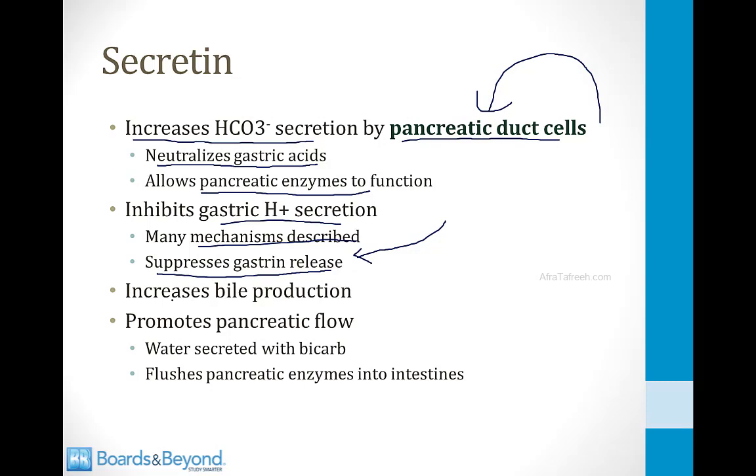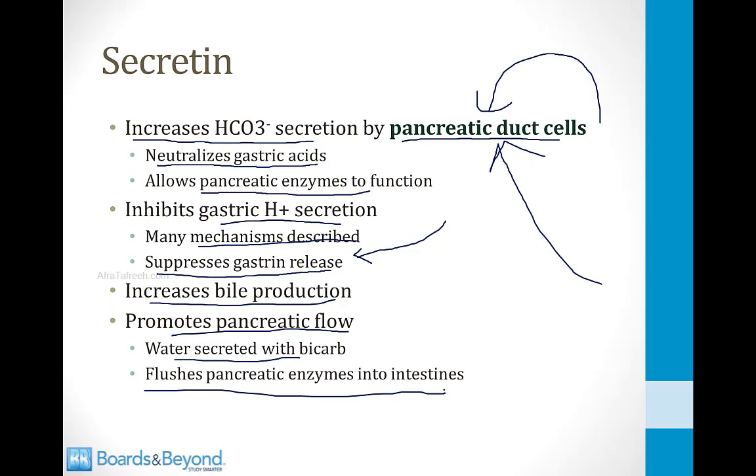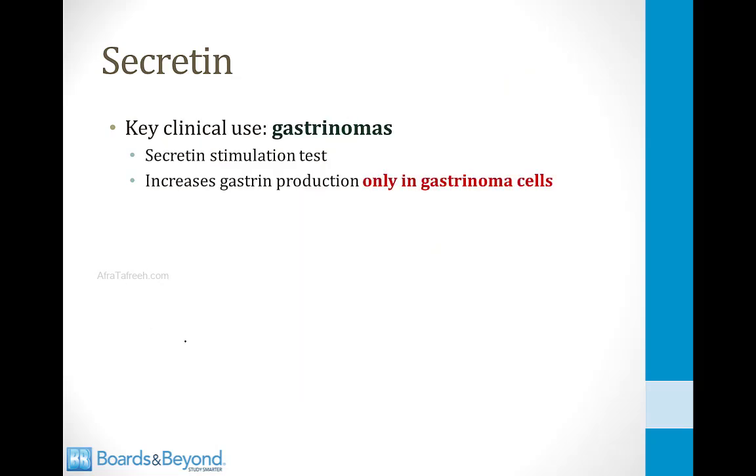Secretin has also been shown to increase bile production, and it also promotes pancreatic flow. Water is secreted with the bicarb that gets stimulated to be released by secretin, and then this flushes pancreatic enzymes into the intestines. So a key clinical use of secretin is in gastrinomas, which are those rare tumors I talked about a few slides ago.